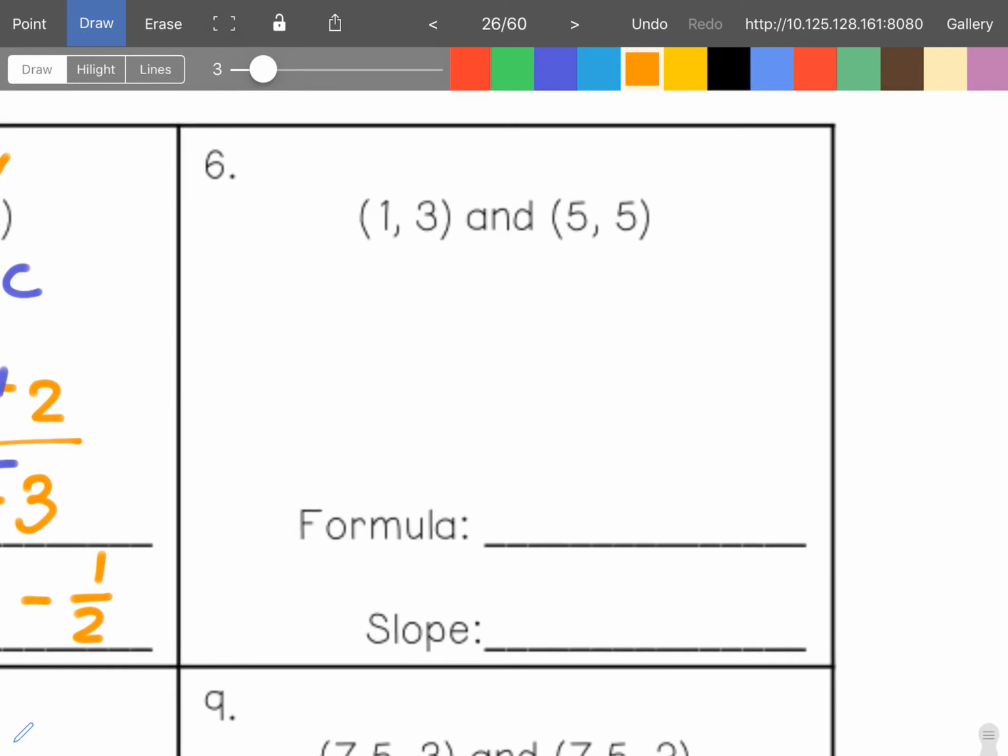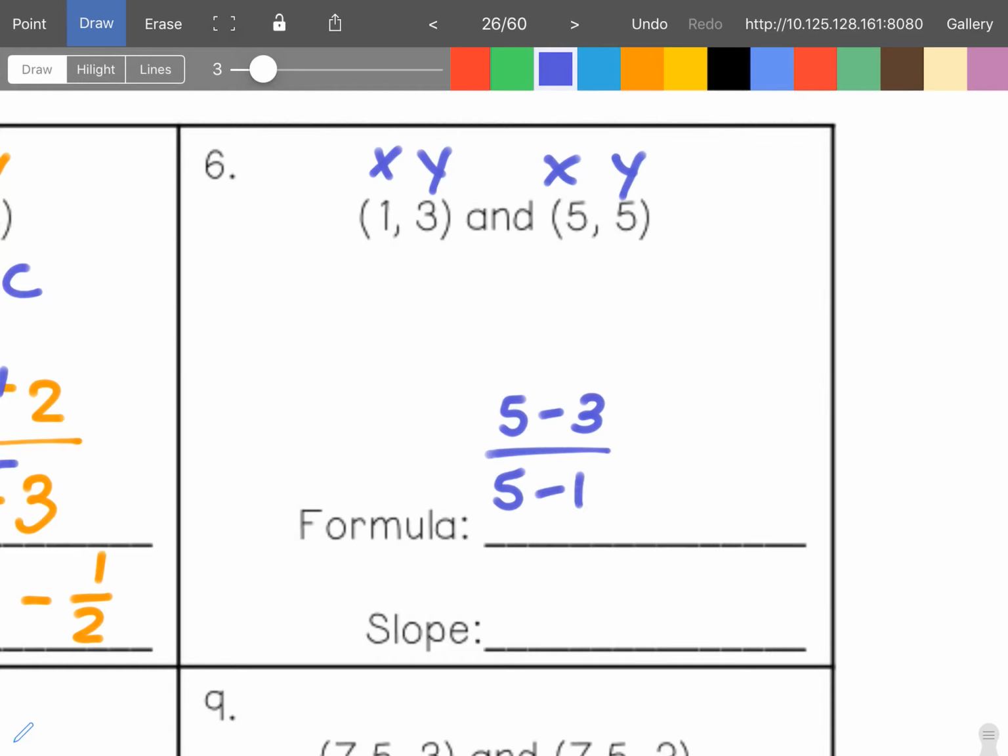Number 6. Again, label your x and your y. So I'm going to subtract my y's. So it's going to be 5 minus 3 and 5 minus 1. 5 minus 3 is 2. 5 minus 1 is 4. Again, if you're not understanding the simplifying, I'm looking to see what they can both divide by. These can both divide by 2, and that gives me 1/2 for my slope.